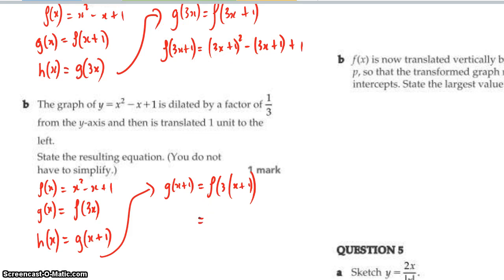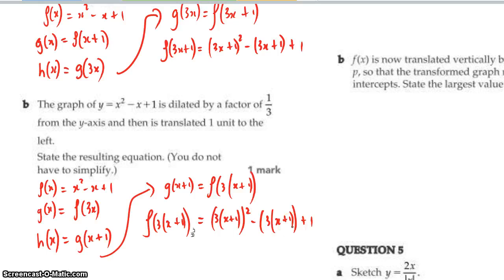So this one ends up being, every time I see x, I replace it with 3x plus 1. So now it's 3x plus 1 all squared minus 3x, sorry, minus (3x plus 1), and then plus 1. As you can see, just by looking at these two things, they'll be completely different because the 3 will have to be squared, whereas up here 3x is squared, and so you'll get a completely different result.